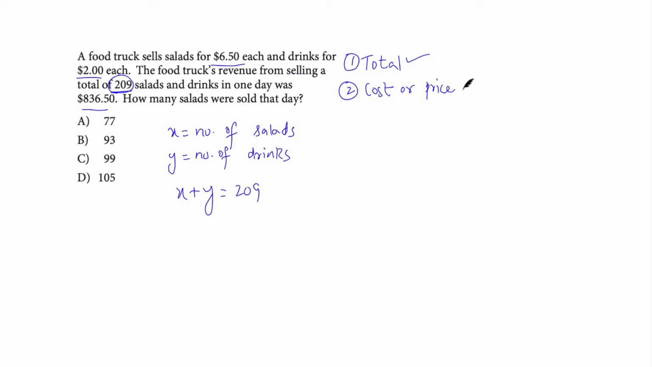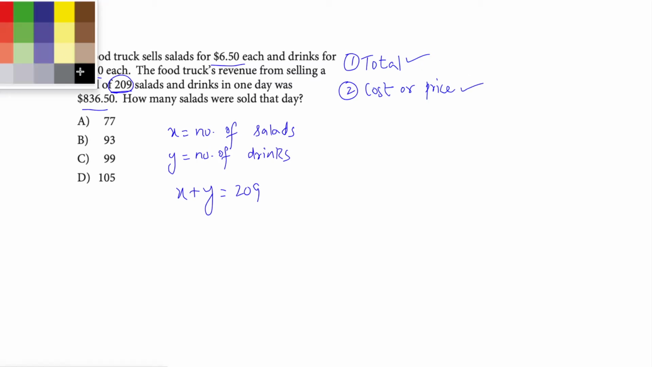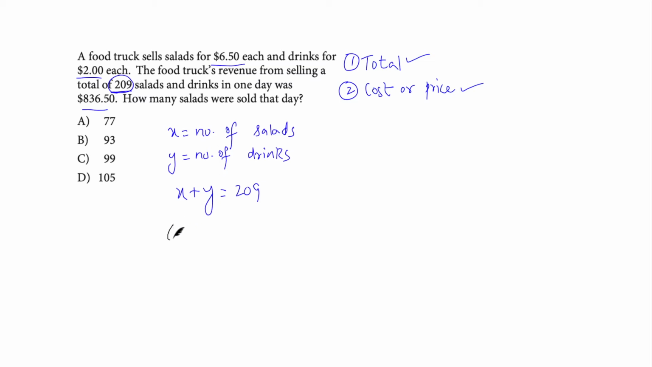So this is basically your first equation, of the total. And the next equation will be of the cost. Let me use black color for this. The salads cost 6.50, so that is 6.50x, the revenue collected from selling salads, plus $2.00y, the revenue collected from selling drinks. And the total revenue is 836.50. That's it. These are your two equations.